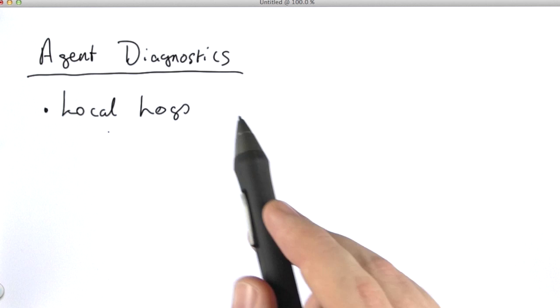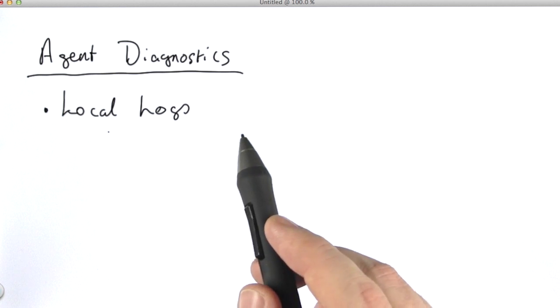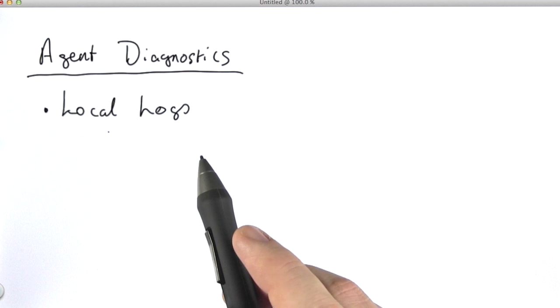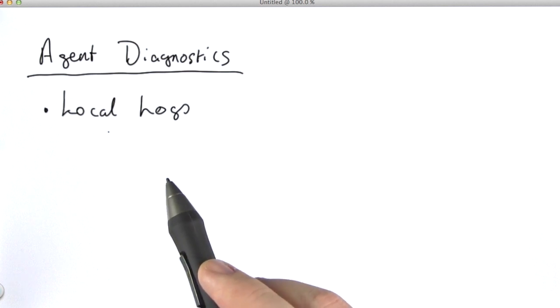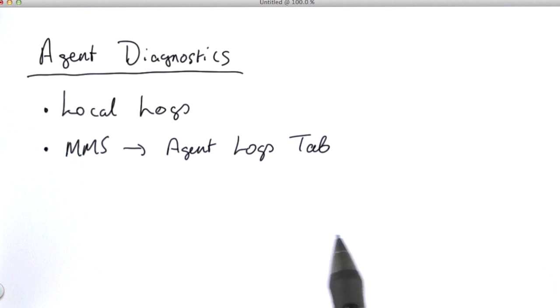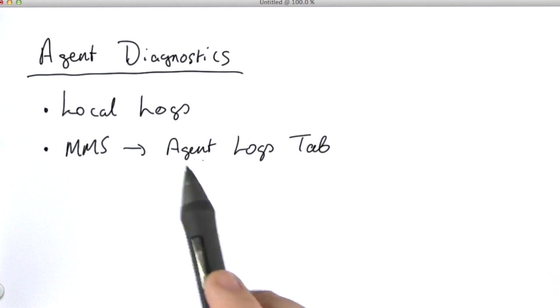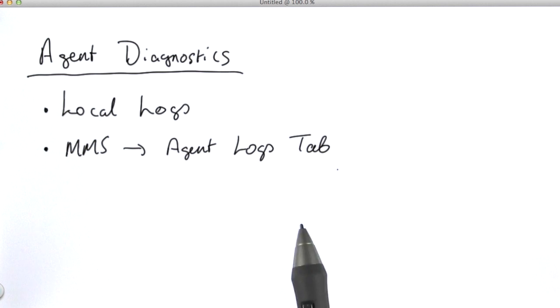The first place to look is the local logs. When you set up the agent to run, you redirect the logs to a particular log file. So go to that log, have a look in there, and see what's actually happening. The second place is actually the agent logs tab itself. So when the agent is uploading data to MMS on port 443 over SSL, one of the things that is actually uploaded as part of that are these agent logs. In other words, what the agent saw, what it's doing.